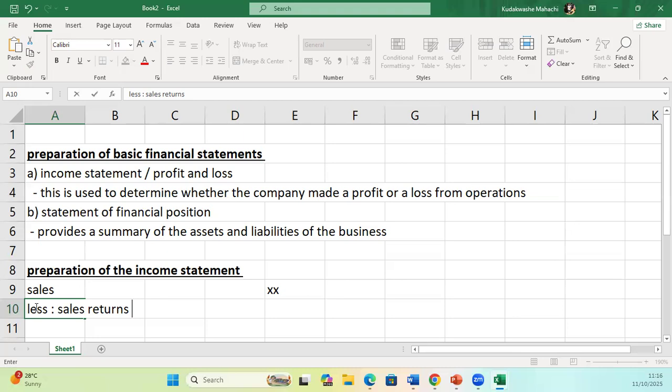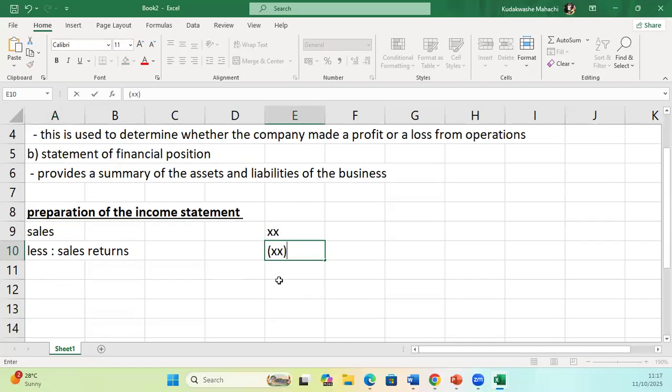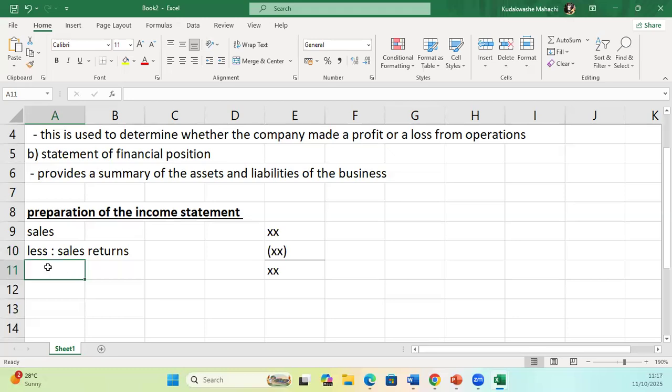Okay, let's move on. So the sales returns, if you're looking at the sales returns, these are the goods we sold, but the customers were not happy. They decided to return them back to us. So we remove the sales returns. Then after deducting the sales returns, what we get are the net sales or turnover. So we call this figure the net sales or the turnover.